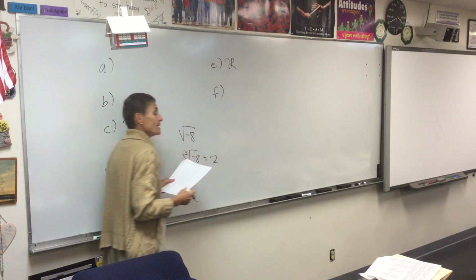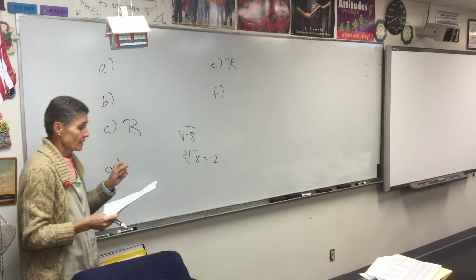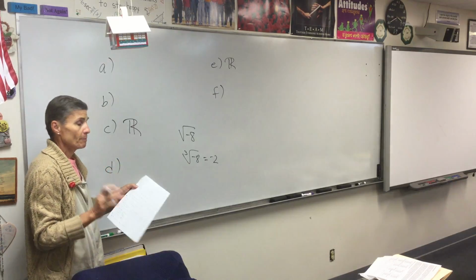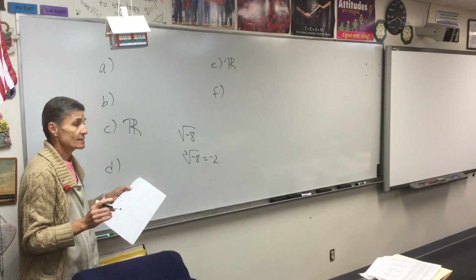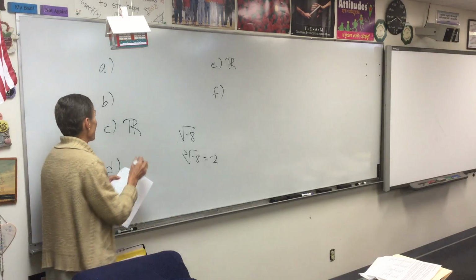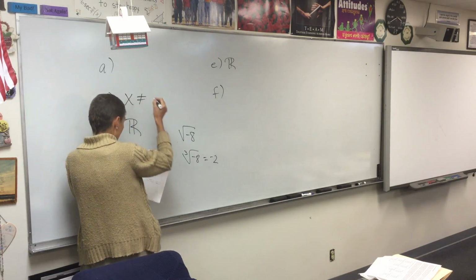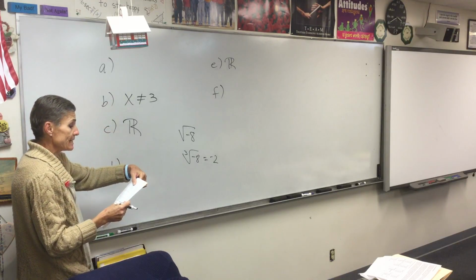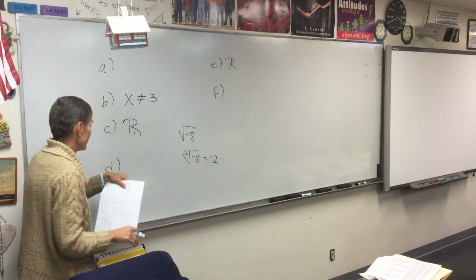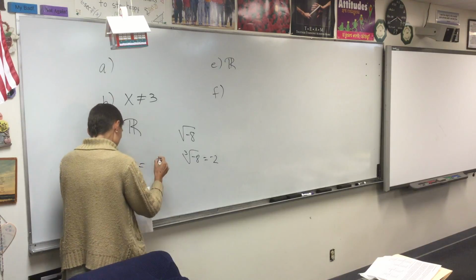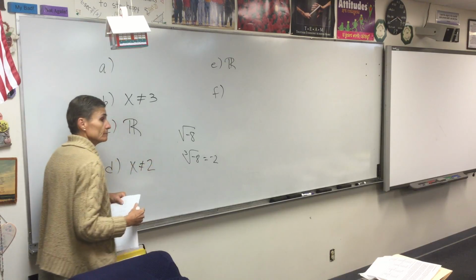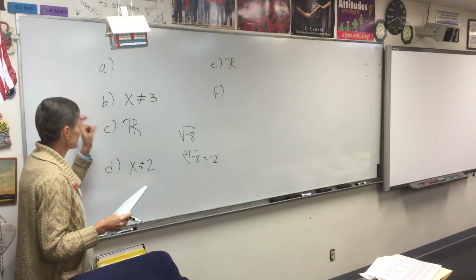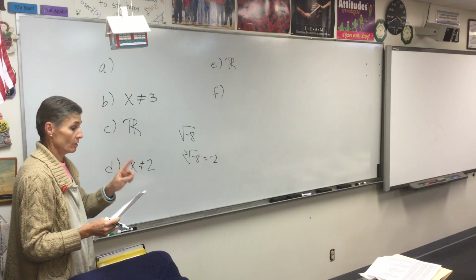All right, now everything else has an issue. Everything else either has a denominator. Look at B, letter B, has a denominator. So what do I know about X? It cannot be 3. D has a denominator. X cannot be 2. So everything either has a denominator or a radical.